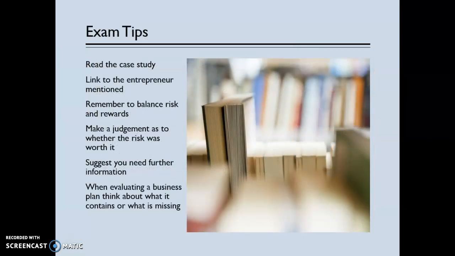So, what exam tips can we offer for this section of the course? Well, you're going to read the case study, that should go without saying, hopefully, but make sure that you link to the entrepreneur that's mentioned. If there's questions about entrepreneurs, use their name, use their situation. Remember to balance risk and rewards. It will normally be a larger question, so you might be saying they have this risk, but they have this reward. And don't forget to make a judgment as to whether that risk was worth it. Okay, and that obviously brings in the concept of the rewards, because you might then say that it was worth it because they achieved this, that, and the other.